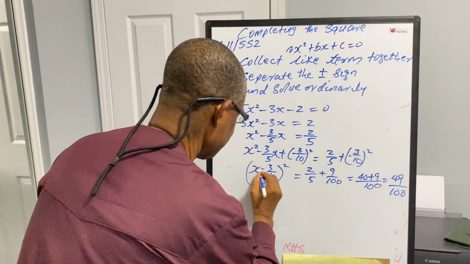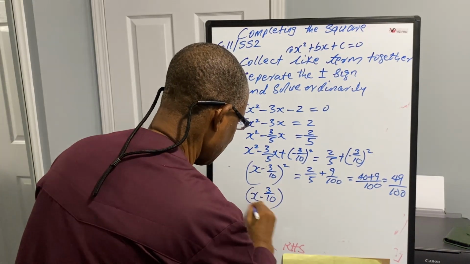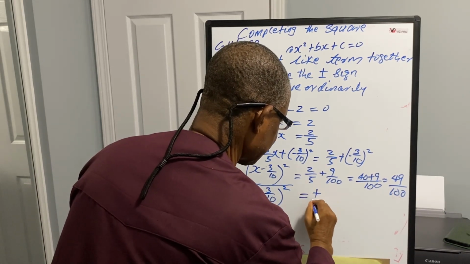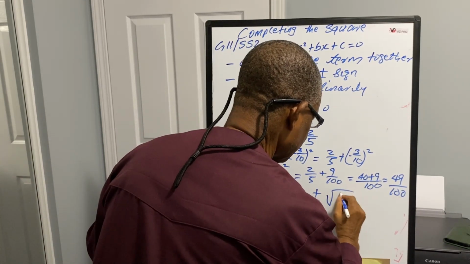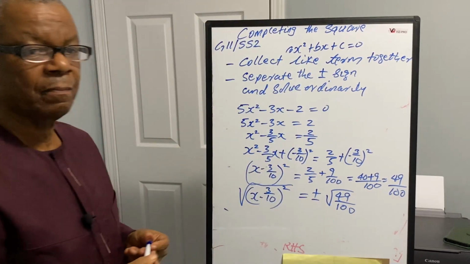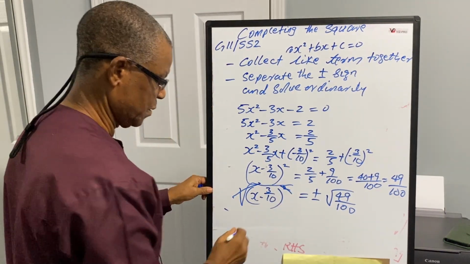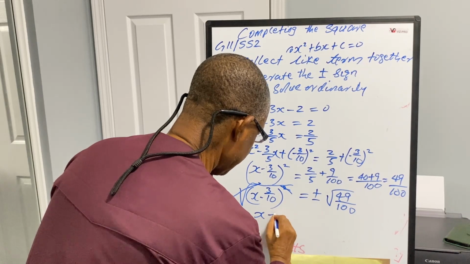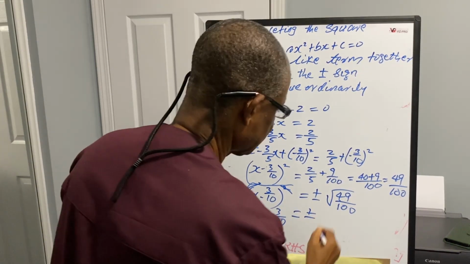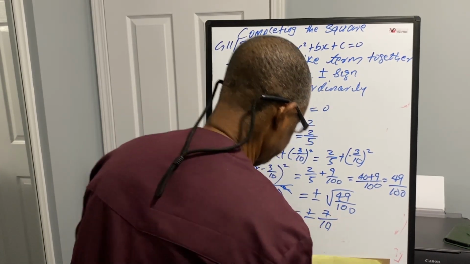We have x minus 3 over 10 squared, square rooted, equals plus and minus the square root of 49 over 100. The square root cancels the square. We now have x minus 3 over 10 equals plus and minus, the square root of 49 is 7, the square root of 100 is 10.